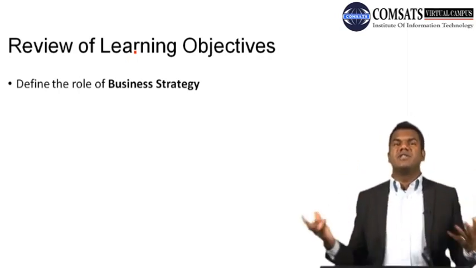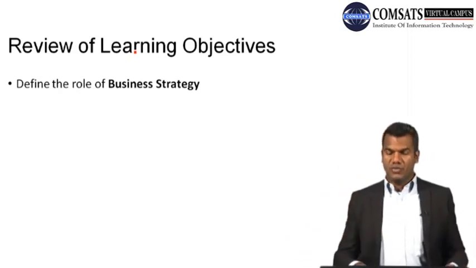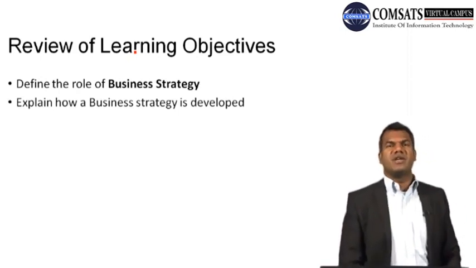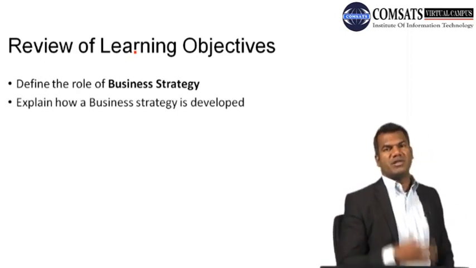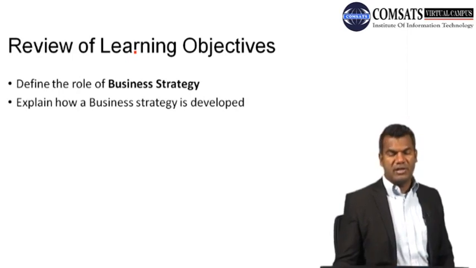Aur business strategy aapke teen variables se ban rahi hai. One is your mission, one is your environmental scanning, and third one is your core competencies. Then how a business strategy is developed, that we did. Aur abhi maine wahi aapko bataya ki you need three things. Number one, your core competencies, number two, your mission, and number three is your environmental scanning.